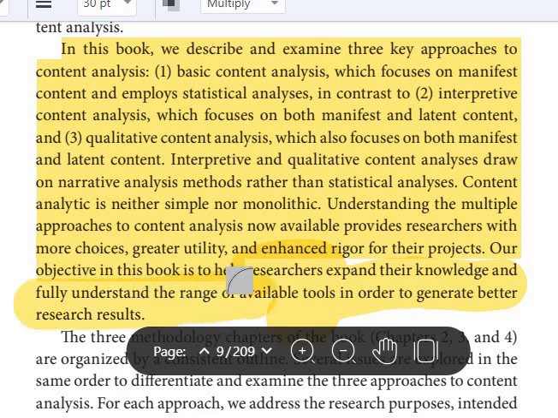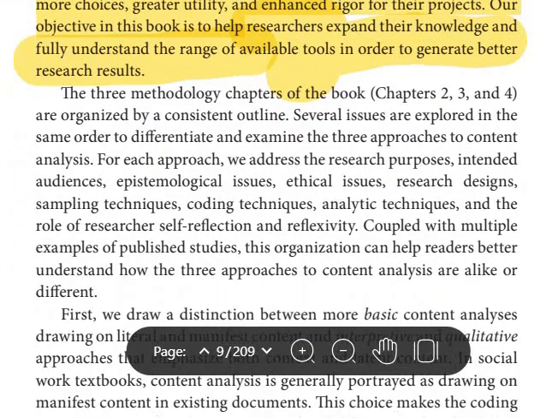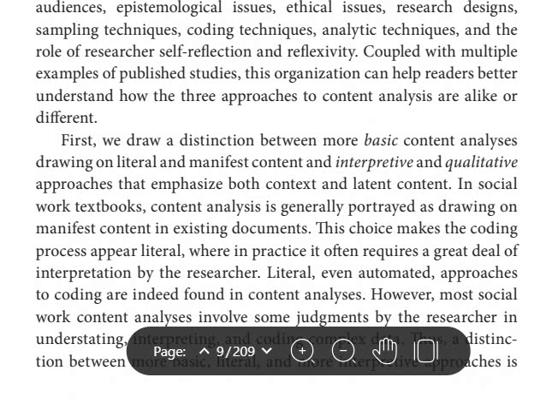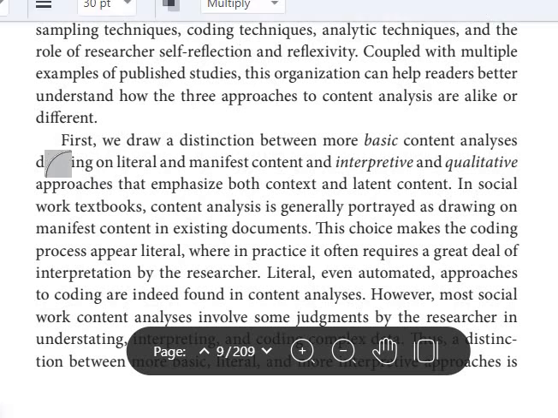All this paragraph is important. Okay, let's jump on to this paragraph. Here in this book, the authors draw a distinction between more basic content analysis, drawing on literal, as we said, on literal and manifest content, and interpretive and qualitative approaches that emphasize both context and latent content, okay?